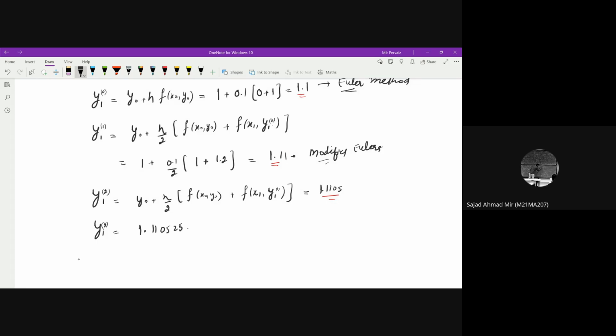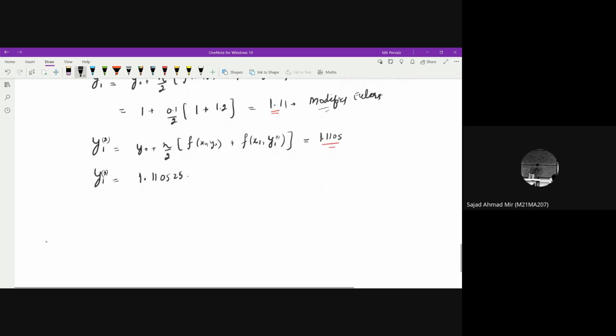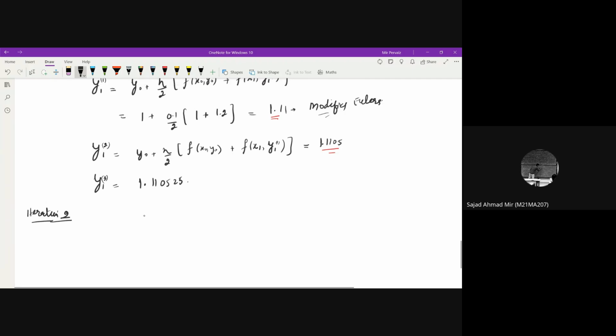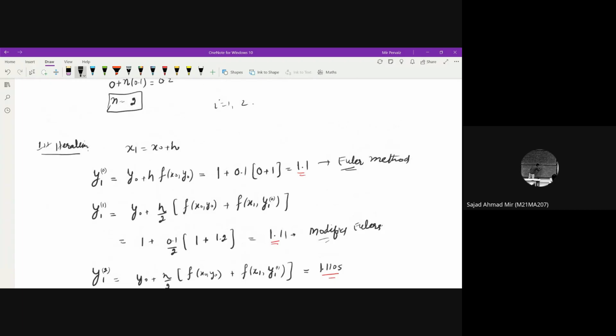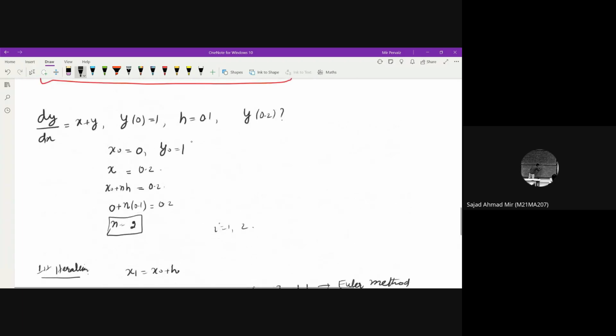Is it clear what we did? Now we have to go for the second iteration as well. Iteration 2, because we have to find the value at y equals 0.2, and we started at 0.